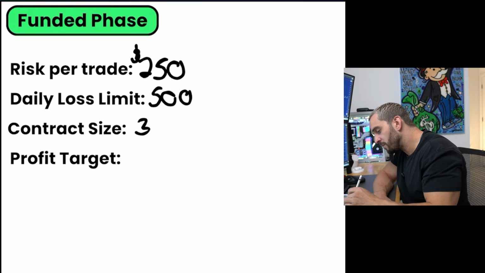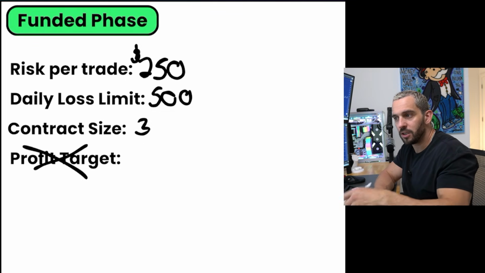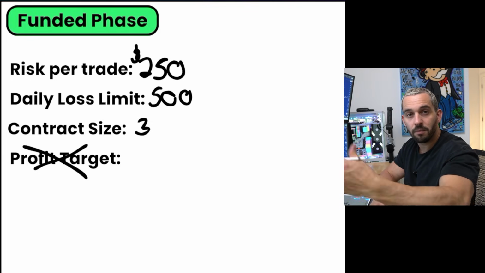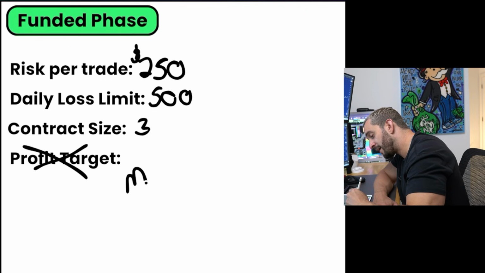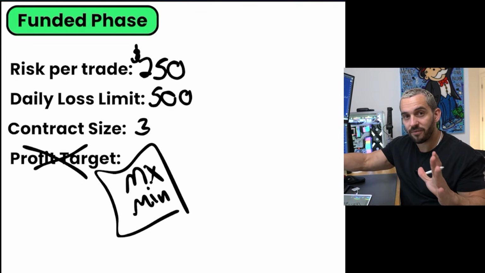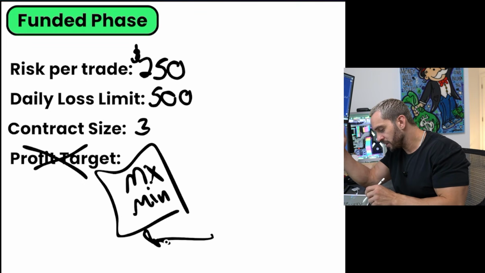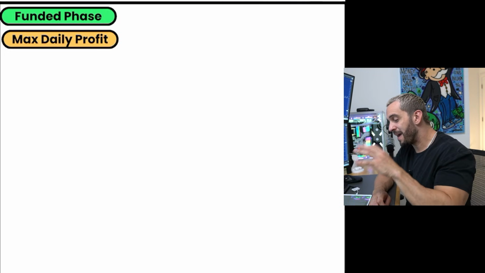What we don't have anymore though is a profit target when we're in the funded stage. You can just keep making money, which is nice. So what I do like to figure out is still my minimum and my maximum daily goals. I still like to have that range that I'm happy with. So let's walk through that because I think this is really important. Let's start by figuring out the max daily profit.